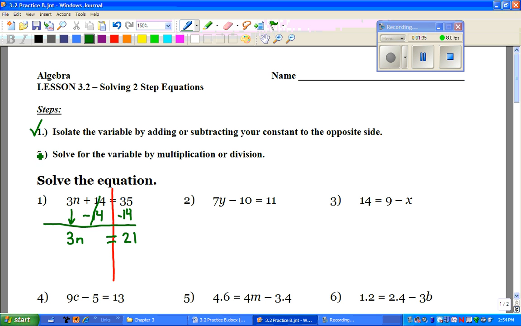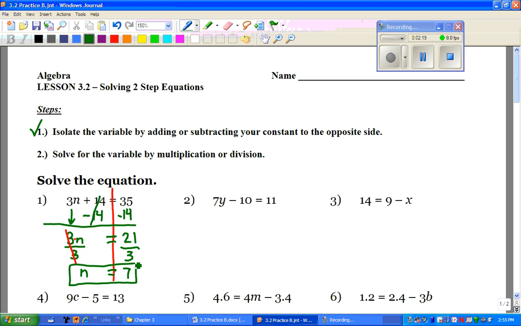Step two, solve for the variable by multiplication or division. What you'll notice in this one is that in between the 3 and the n, there is multiplication. So we do the opposite of what we see. The opposite of multiplication is division, so we're going to divide by 3. Now you'll notice I did not divide by 3n because that would cancel out my variable. You just divide by the coefficient in front of n. And whatever you do to one side, you do to the other side. Now your 3's cancel out, so you're left with n equals 21 divided by 3, which gives me 7.